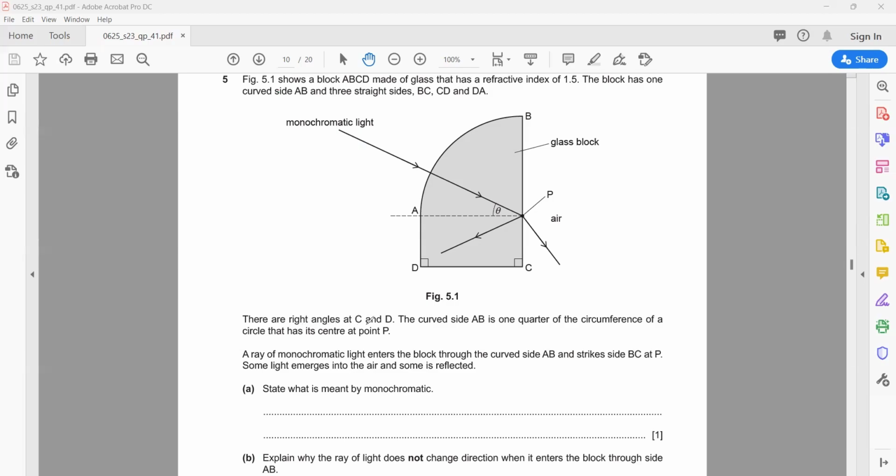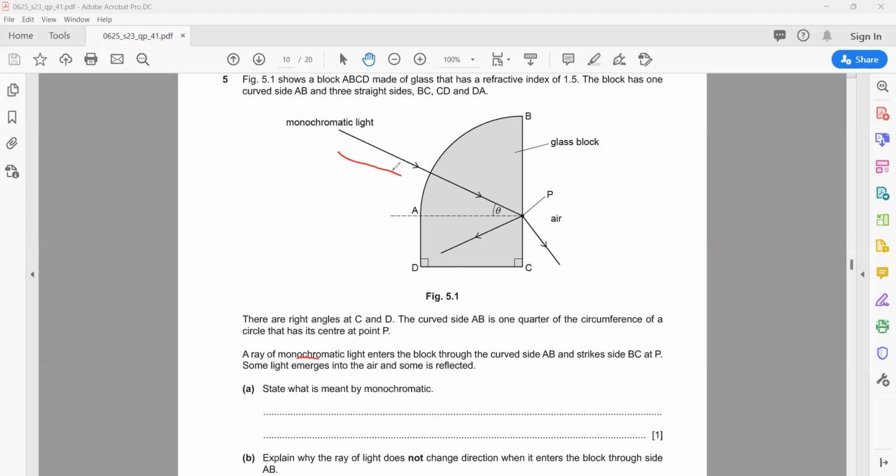There are right angles at C and D. The curved side AB is one quarter of the circumference of the circle that has its center at P. They're saying that this curved part is just like the quarter. Quarter means fourth part, so if you add three more parts you get a complete circle. One part, two parts, three parts, four parts. Got it? Okay.